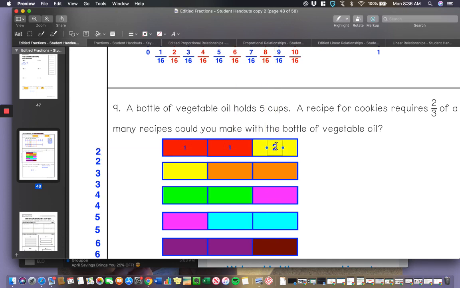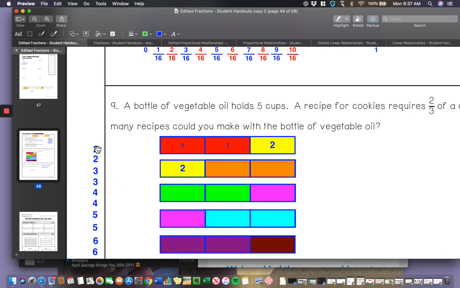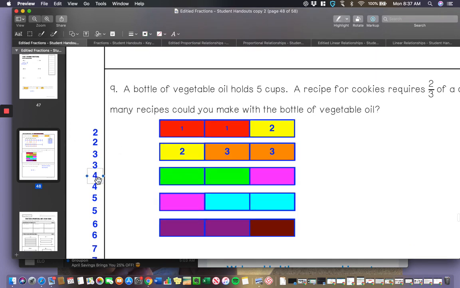Now for my second serving, are my yellow. So I have another serving. So the yellow is another serving of cookies. My orange is yet another serving of cookies. So right now, so far, with just 2 cups, I can make 3 servings of cookies. So I'm going to keep going.